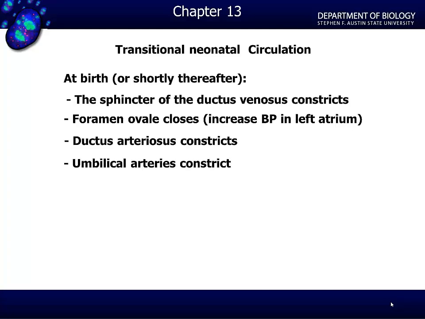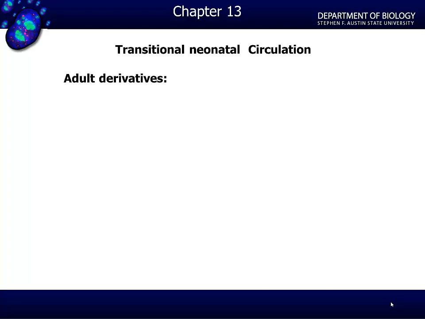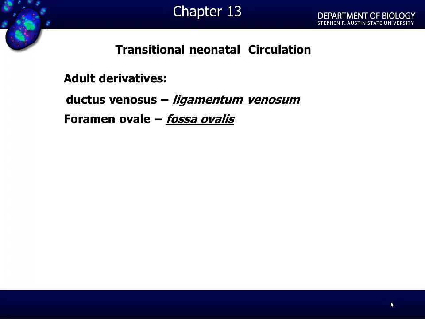The ductus arteriosus and our umbilical arteries are all going to constrict because we no longer are going to have flow necessary or needed through these structures. Now, these structures that do constrict and the ones that close, these four, we're going to see them transformed into our adult remnants of these fetal materials. So the ductus venosus, the bypass of the liver, is the ligamentum venosum. It's just going to be a collagenous connective tissue cord that remains.